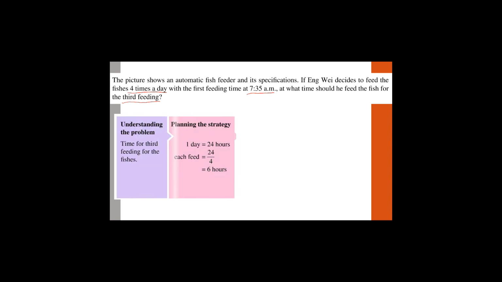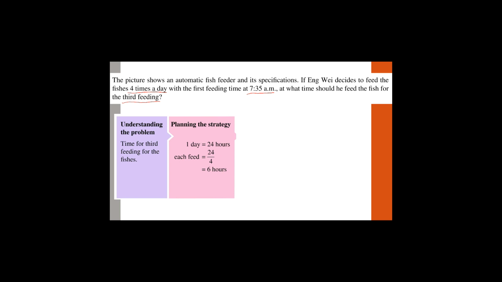So we will come up with this. First, you understand the problem. That is the time for the third feeding for the fish. That is what is requested in the question. They want you to find this out. The second part, planning the strategy. This is just to let you know, you don't have to show this. We know that one day is equal to 24 hours. So each feed will be 24 divided by 4 equals 6 hours. So the interval for each feed is 6 hours.